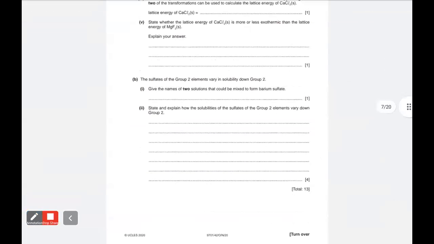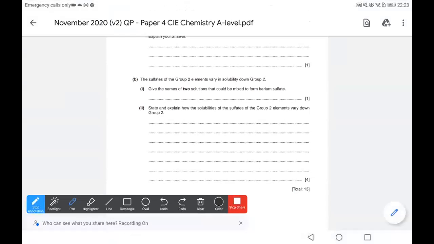Sulfates of group 2 elements vary in solubility down the group. Give the names of two solutions that could be mixed to form barium sulfate. You can use barium nitrate and sulfuric acid, or barium nitrate and sodium sulfate. They are just solutions, not precipitates.